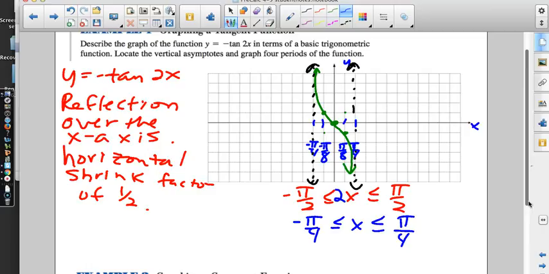Now I'm probably not going to detail each and every interval with that, but at the very least we want to label our vertical asymptotes. So we had negative pi over 4, pi over 4. Where do you suppose the next one's going to be?